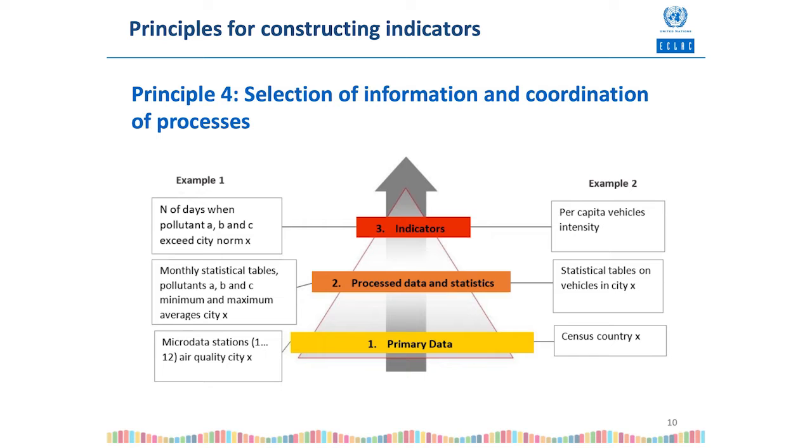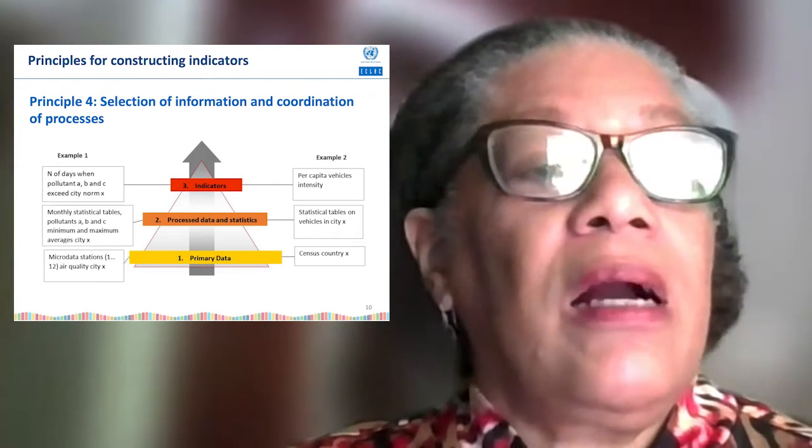So principle 4 would be selecting the information and the coordination of these processes. Now, in example 1, when we want to know the number of days when pollutants exceed a certain standard, we would first look at the primary data at the bottom of the pyramid, and these would be stations that collect data on, for example, air quality or water quality. Then in the process data and statistics, we would look at what the data has been compiled into: the monthly statistical tables of these specific pollutants and the minimum and maximum averages for a city or area.